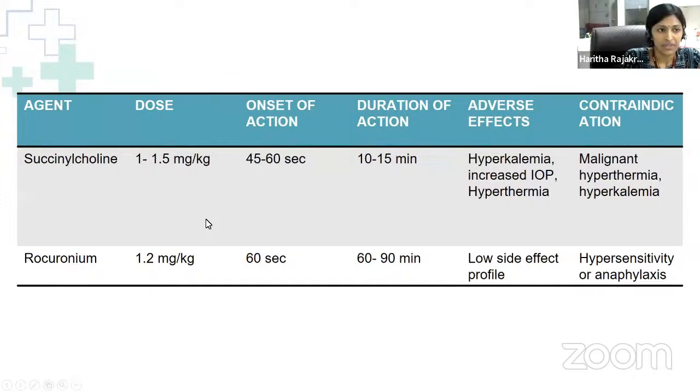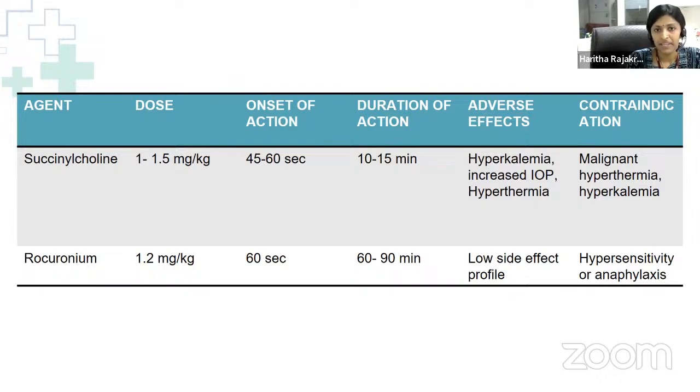Coming to the actions and the dosages of each drug. Succinylcholine has been the gold standard, the mainstay drug used as a paralytic agent, but it has certain adverse effects due to which its use is limited. The dose we prefer is 1 to 1.5 mg per kg. It has an onset of action of 45 to 60 seconds. It has a shorter duration of action compared to the non-depolarizing ones, only 10 to 15 minutes.